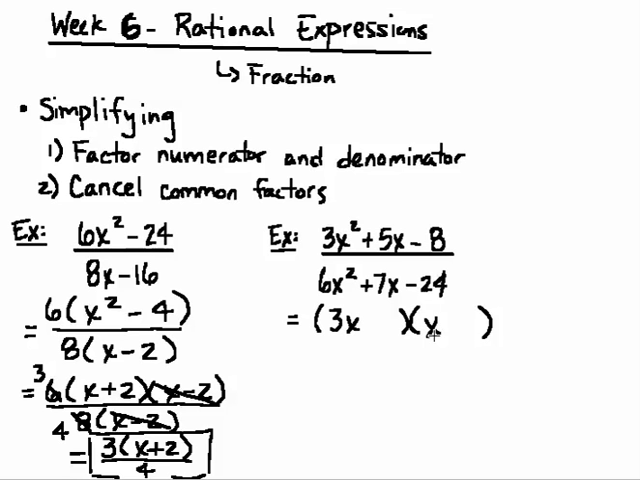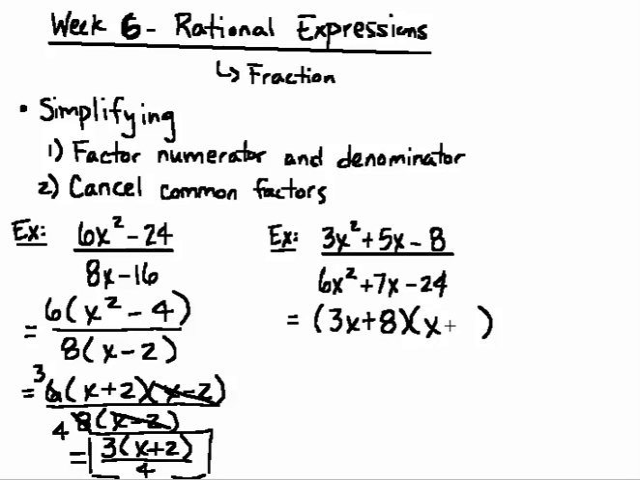For the trial and error method, the first two terms in each parentheses must multiply to equal 3x squared. Well, since 3 is prime, our only option is 3x and x. And then for the last terms, it has to multiply to equal negative 8. So our choices are 1 and 8, or 2 and 4, where one of the numbers is negative and one of the numbers is positive.